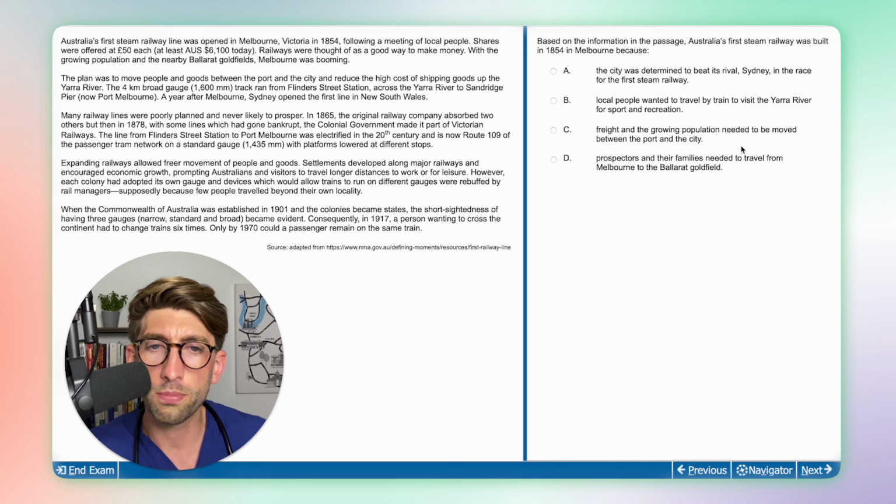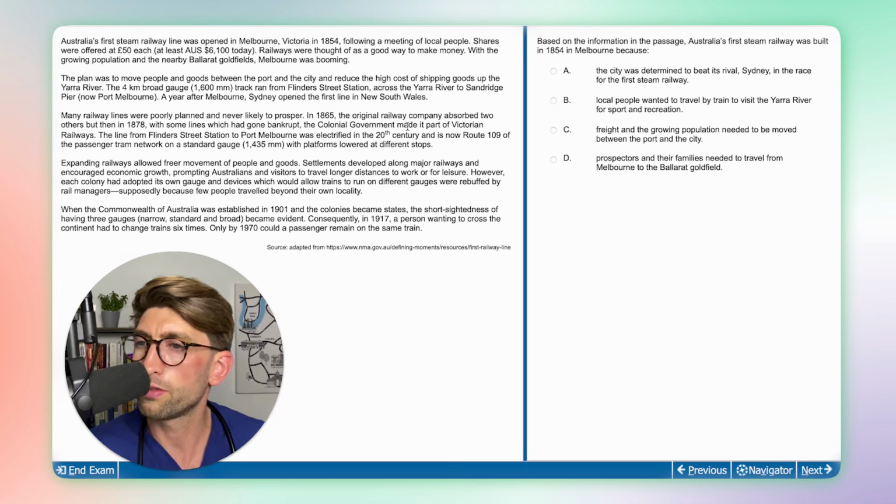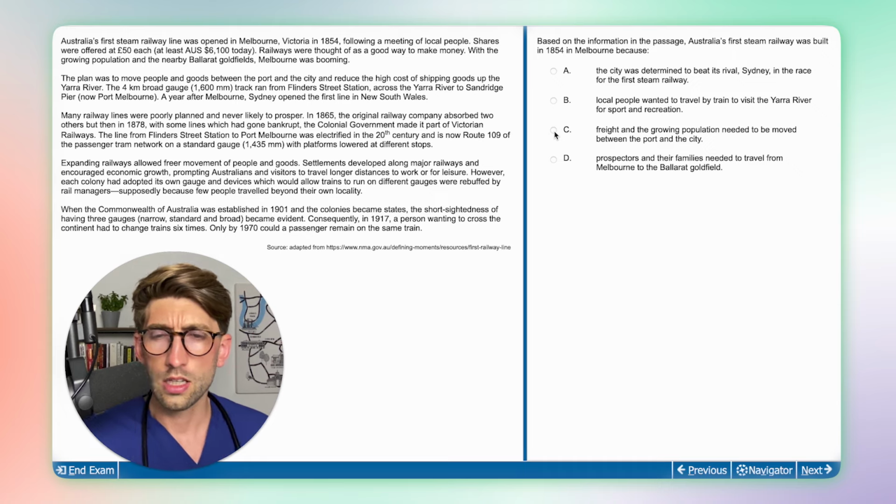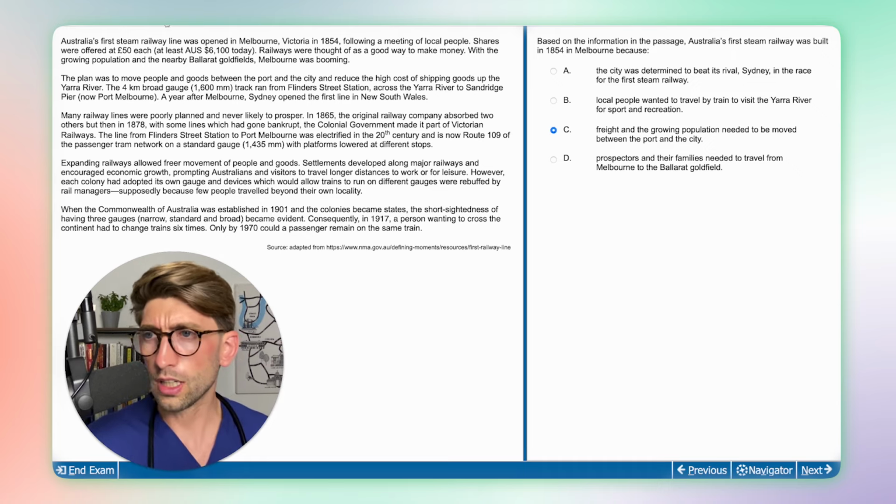Freight and the growing population need to be moved between the port and city. So freight is the cost of shipping. The plan was to move between and shipping up to the Yarra River. Prospectors and their families needed to travel from Melbourne to the Ballarat goldfields. It does mention the Ballarat goldfields here with the growing population, but it doesn't say anything about them wanting to go there. So my hunch is C. Let's see what it says.